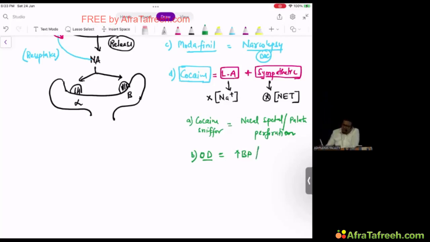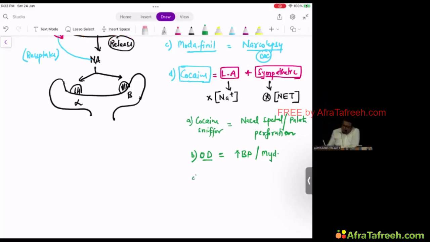What will happen in the eye? It's a sympathetic drug. Miosis or mydriasis? Mydriasis. The moment a question says the patient came with a miotic pupil or constricted pupil or pinpoint pupil, which poisoning is not possible? Cocaine poisoning. Sympathetic poisoning is not possible. Okay, so look into the eye.